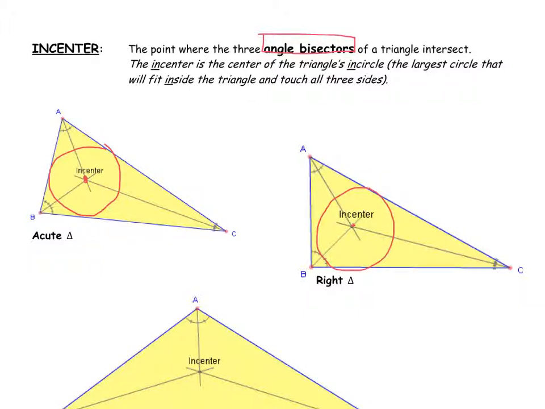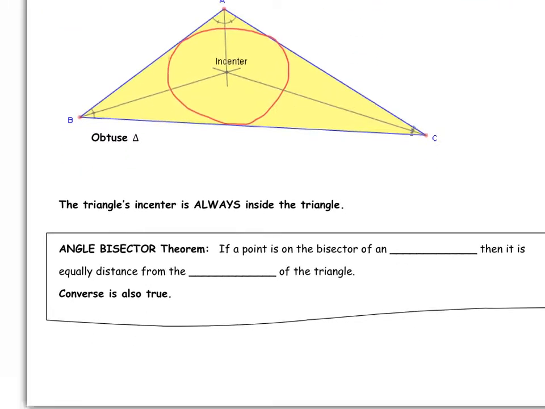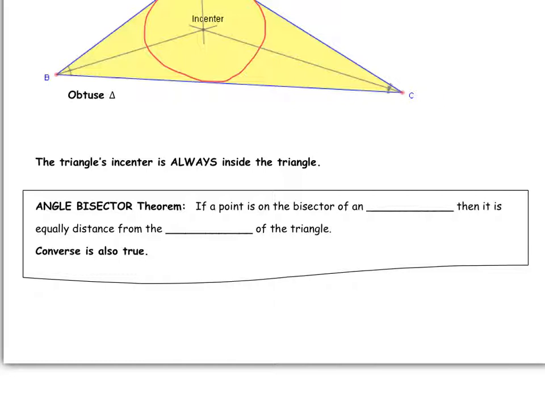Notice the incenter is always going to be inside of the circle. Okay, and the angle bisector theorem states that if a point is on the bisector of an angle, then it is equally distant from the sides of the triangle or of the angle.